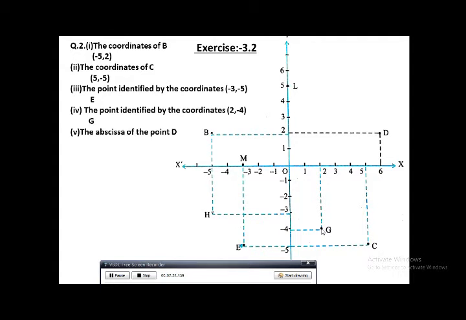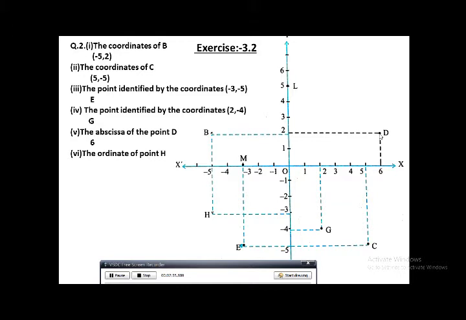Next, the abscissa of the point D. First we will check where point D is. This one is point D. Abscissa means the x coordinate of the point, where it meets the x-axis at 6. So abscissa is 6 and ordinate is 2. But in this question we have to find only the abscissa. So the abscissa will be 6.